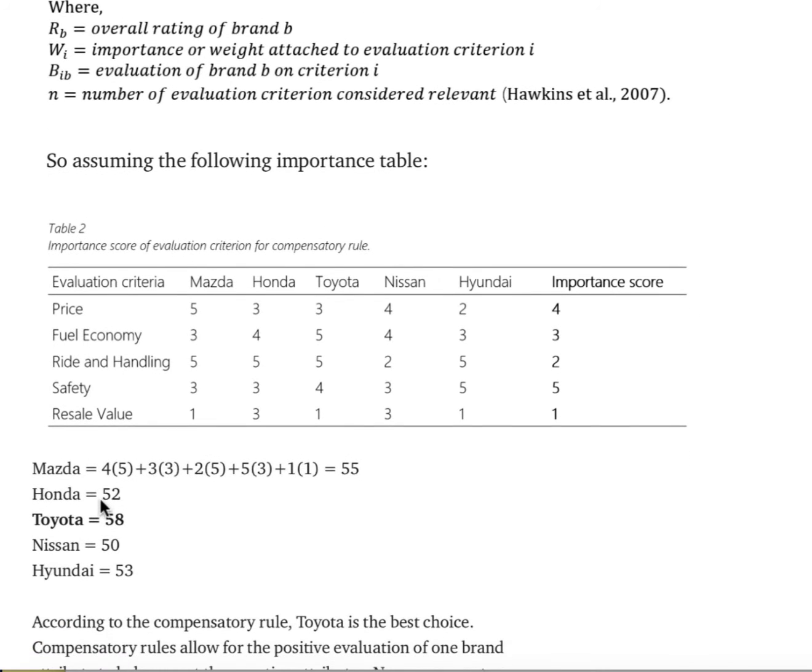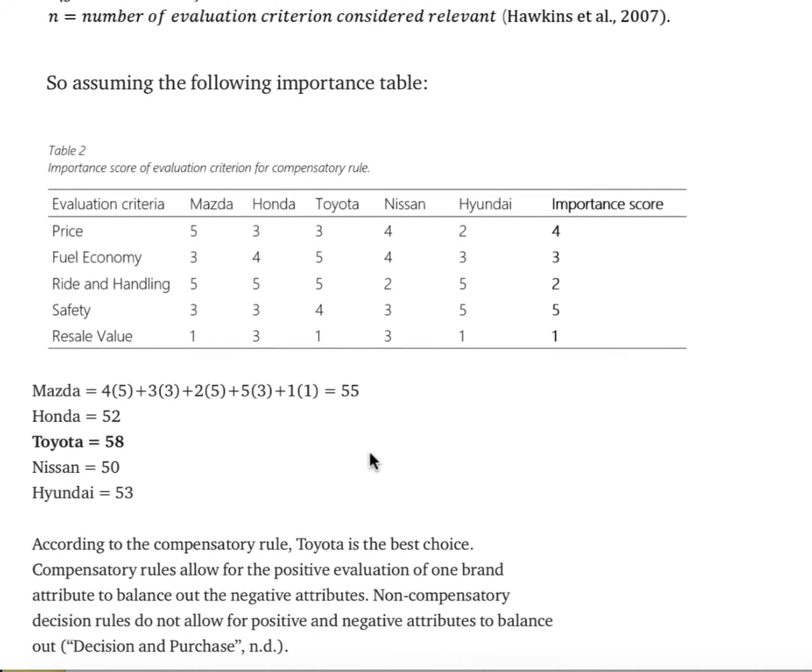So if we're looking at this consumption context where we've got the a priori identified evaluation criteria, the different car brands, and then the importance scores, this is the weight, the beta coefficient, you would compute the overall attitude towards the individual options by multiplying the performance by the weight. So 5 times 4, 3 times 3, 5 times 2, 3 times 5, 1 times 1. And you can see that spelled out here. If a consumer is using a compensatory rule, then Toyota would be the best choice because the score is the highest.